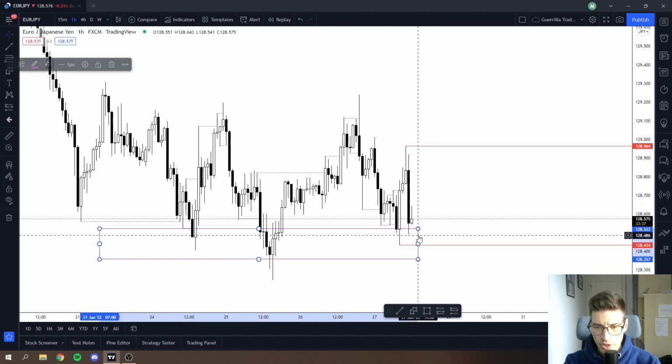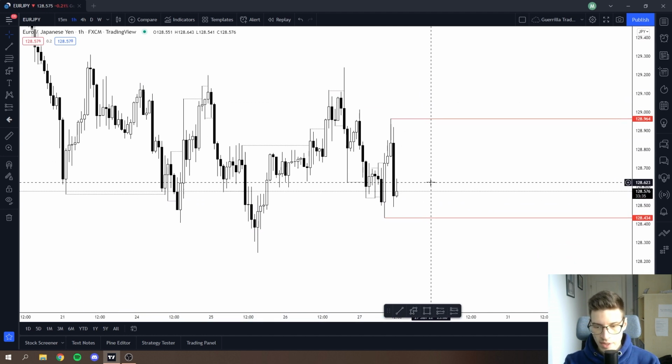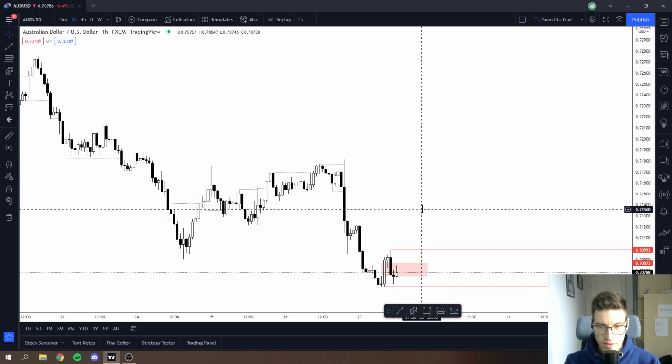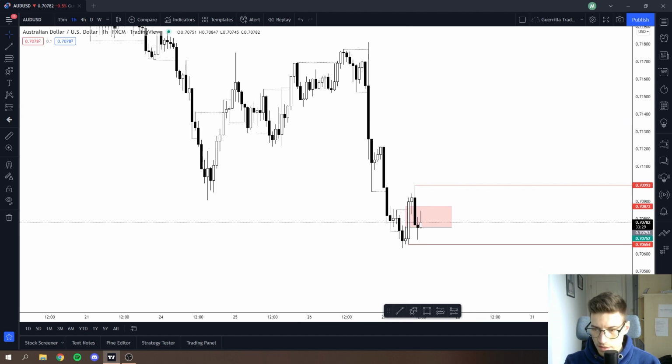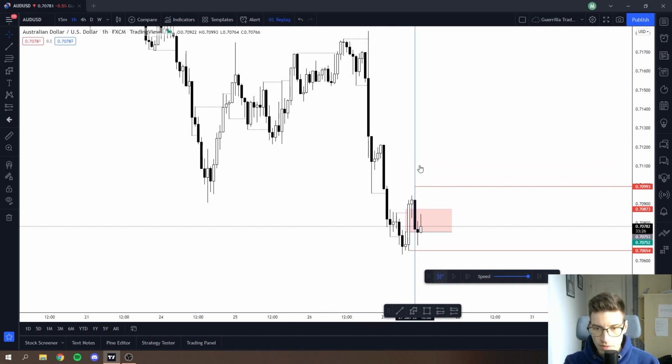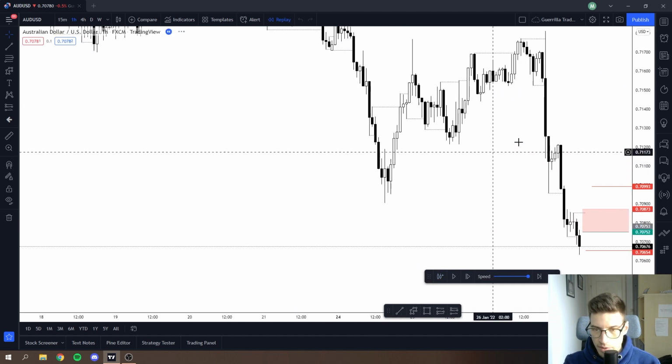That is it for EJ. Now let's take a look at some of the Aussie pairs. So I did place a trade right here. What I was seeing, let me take this back actually, that would be smart.